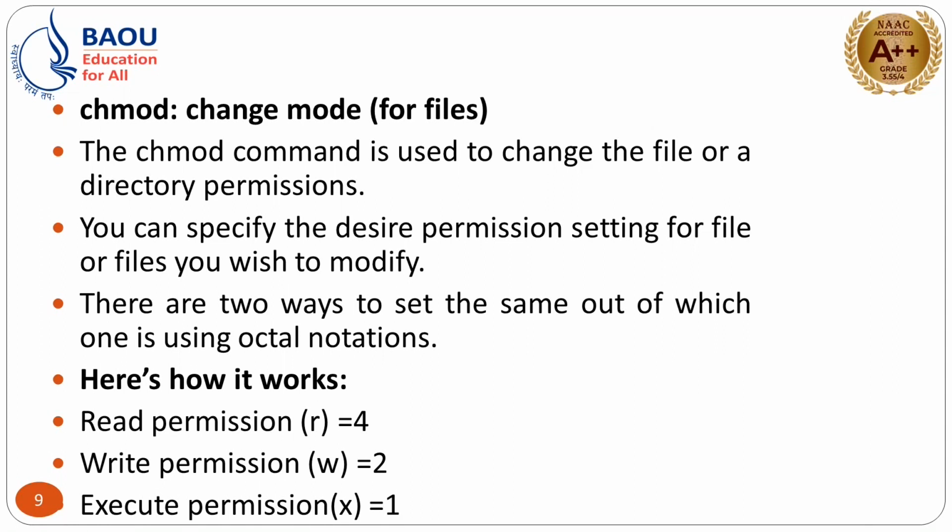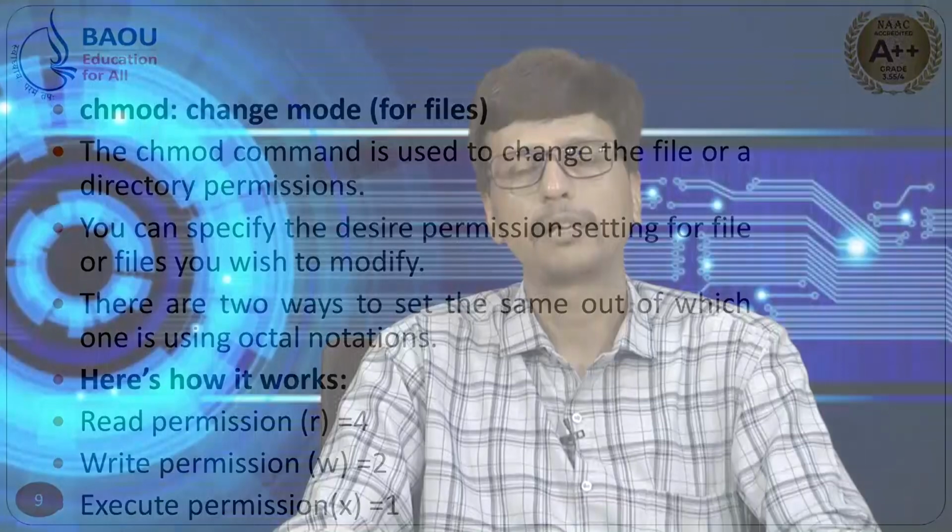In the same way, 2 is for write permission. So 2 is the octal number. What is the equivalent binary for that 2? You may already be aware that 010 is the equivalent binary. Now 010, these are the 3 digits. The first digit 0 means read permission is not assigned. Then 1 means write permission is assigned, and then the last 0 means execute permission is not assigned. So 2 is equivalent to 010.